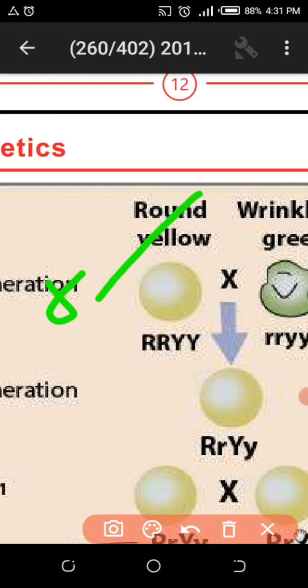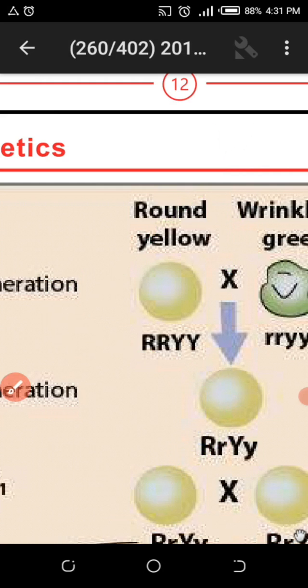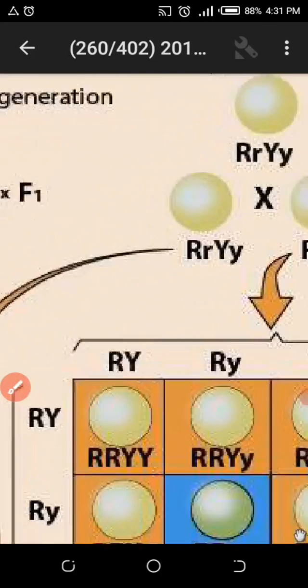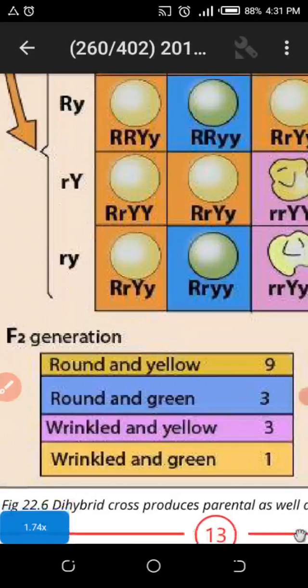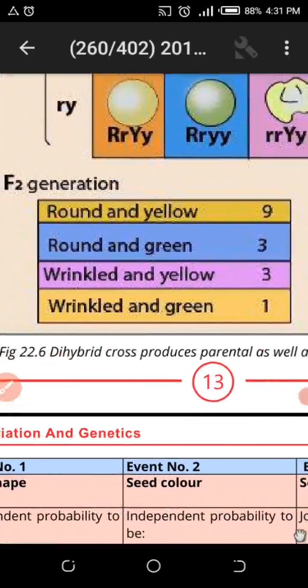Mendel wanted to tell us that each gene pair is independent of the other gene pair. Each family is independent of another family. So capital R can go with capital Y, and capital R can go with small y. Both chances are 50-50%. These probabilities give a strange result in the F2 generation. What is the result in the F2 generation? 9:3:3:1. I will discuss genotypically and phenotypically as well.